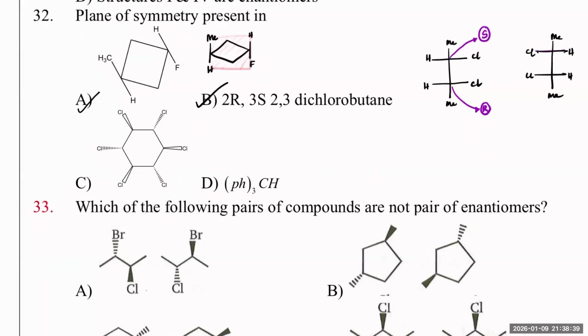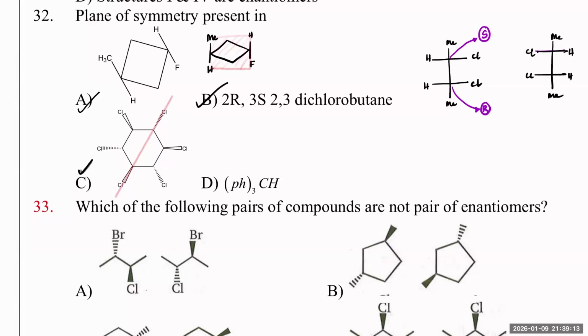Next one. In case number 3, if you try to check only the plane of symmetry, notice this carefully. If I write one line here like this, you can see C and C will become mirror images. This chlorine and chlorine will become mirror images. So with respect to this particular line, there is a plane of symmetry. The answer is yes, here there is a plane of symmetry.